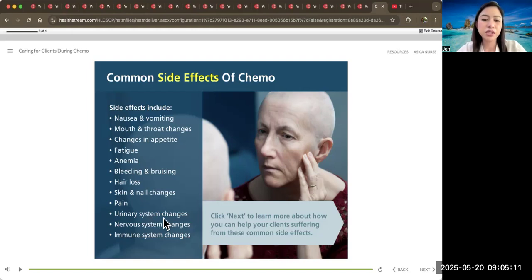Nervous system changes. Yes, dizziness could happen. Immune system changes, yes, of course. The common side effect is neutropenia, which means the white blood cell count is lowered. So of course, if the white blood cells are diminished, the patient is very susceptible to infection. So immunity is lowered.